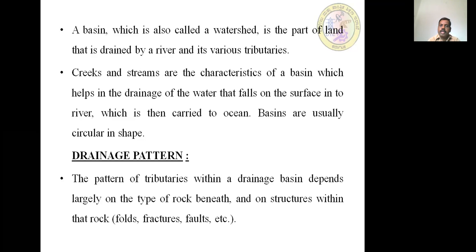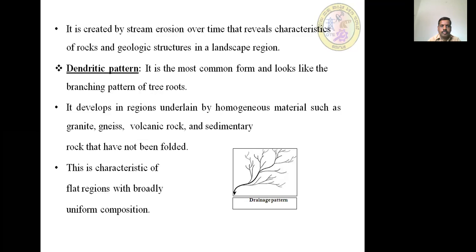The pattern of tributaries within the drainage basin depends largely on the type of the rock beneath and the structures within the rock, like folds, fractures, faults, etc. So it is created by stream erosion over time that reveals characteristics of rocks and geological structure in the landscape region. The different types of stream patterns or drainage patterns are as follows.